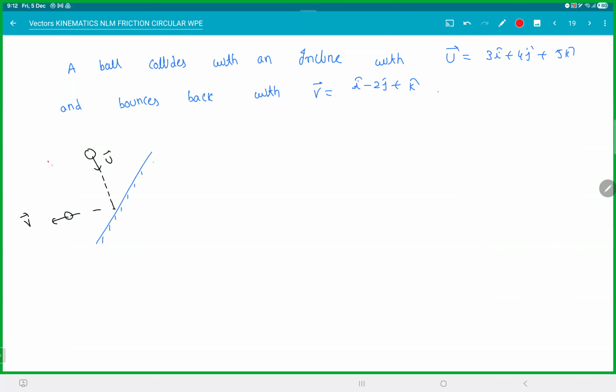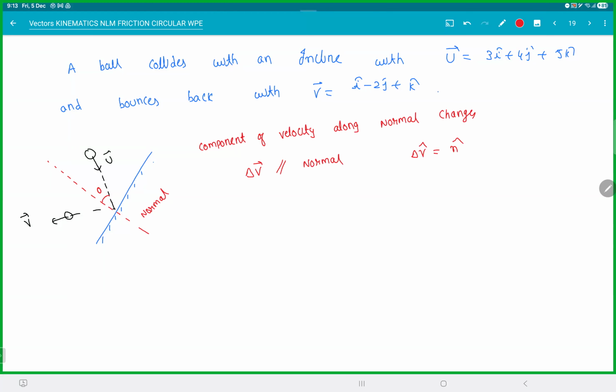Now we know the velocity will change only along the normal. This is your normal, right? Only the component of velocity along the normal changes, because force is applied along the normal, so the velocity should change only in that direction. That means delta v bar, the change in velocity, must be parallel to the normal vector. If two vectors are parallel, that means the unit vectors are equal. Agreed?